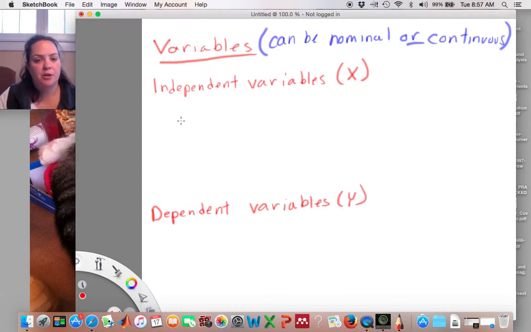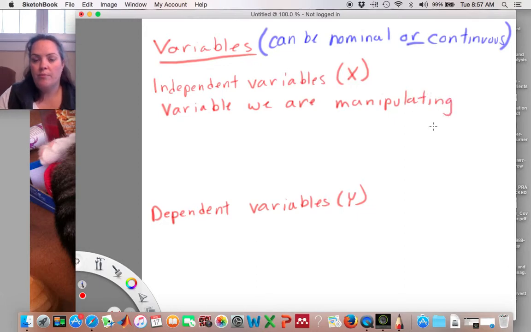So what is an independent variable? Well, in an experiment, our independent variable is the variable that we're manipulating. All right, our dependent variable then is not the one that we're manipulating, but it's the variable that is responding to our manipulations.